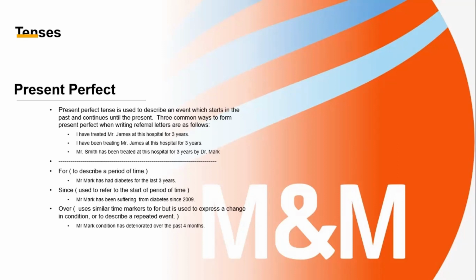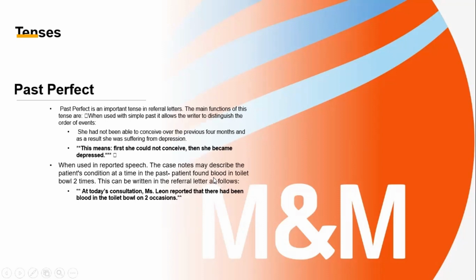In the rule of over, when we have anything that is in repetition, or if there is a change in an event, we can use over with that. If you can see there, Mr. XYZ's condition has deteriorated over the past 4 months. His condition has worsened over the past 2 weeks, and so on. So this is an example of present perfect tense, because this is one of the most widely used tenses in your writing.